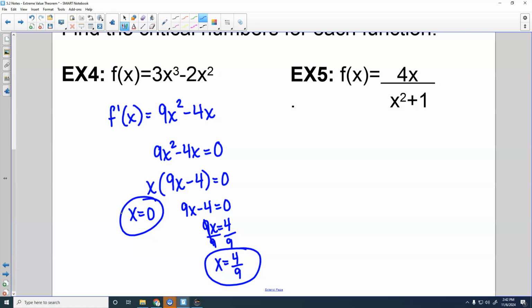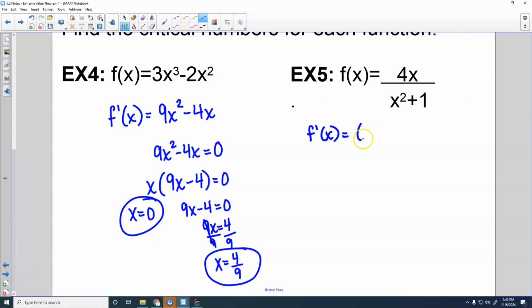Okay, let's look at example 5. This derivative is a little bit more difficult to find because, Evan, what are we going to have to use to take that derivative? Quotient rule, yeah. So you could use product or quotient. If you want to use product, you'll need to move the x squared plus 1 to the top and use a negative exponent. I think I'll just do quotient rule here. I think that's what more of you would use.